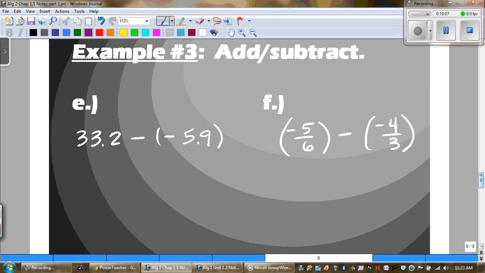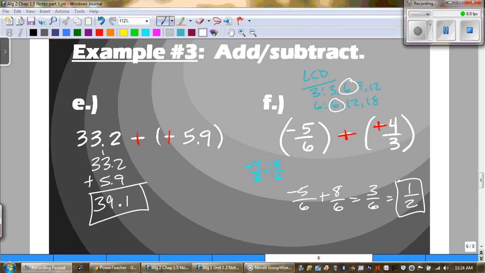Okay, E and F, I want you guys to do those all on your own. Go ahead and pause the video. Okay, and there you go. So we get our two answers of 39.1 and positive 1/2. Now for F, I saw a lot of people in class saying that the LCD was 12. Remember LCD stands for the lowest common denominator. So 6 is actually the lowest for that.